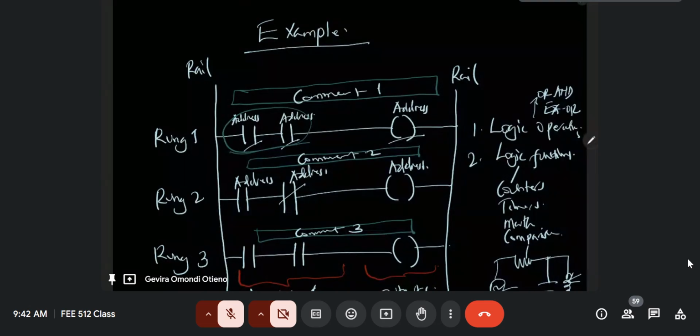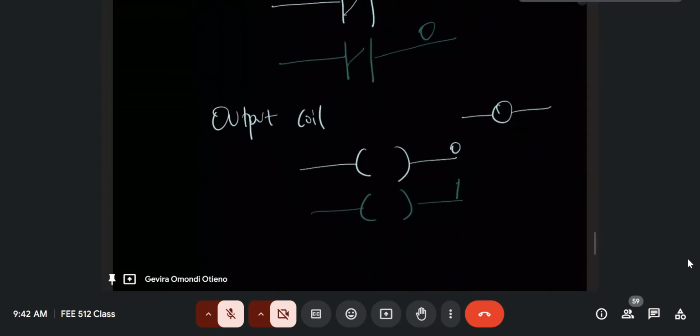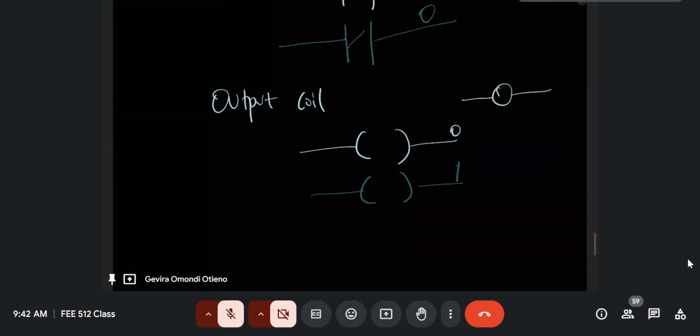So the output coil, like I mentioned, as a field device, could represent the motors, the actuators, the indication lamps. We'll look at those. It could be a warning siren, and so on and so forth. So that's another important symbol.